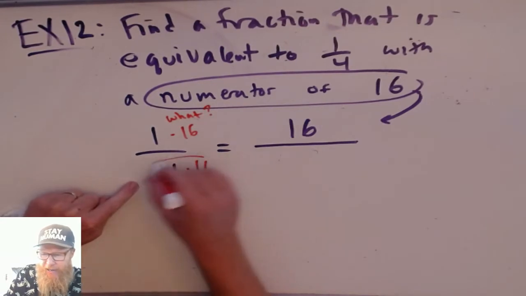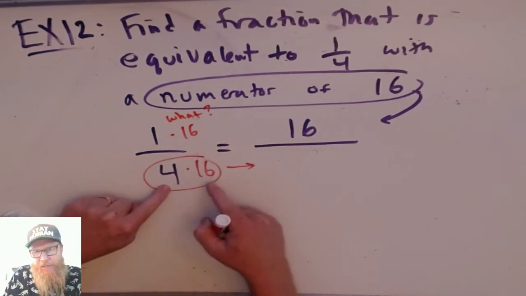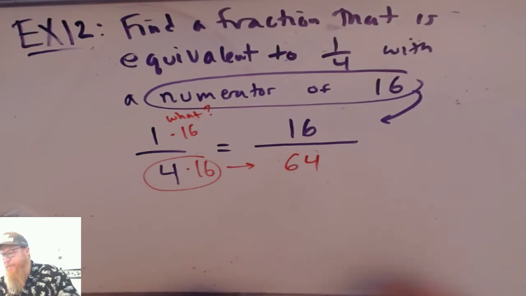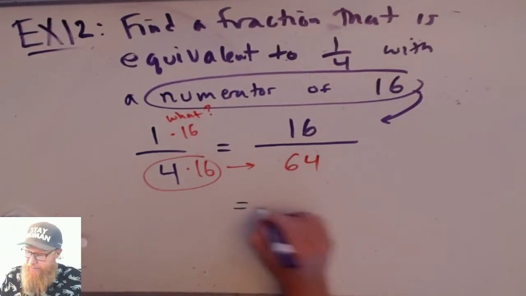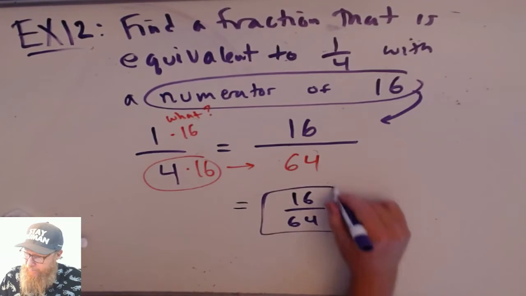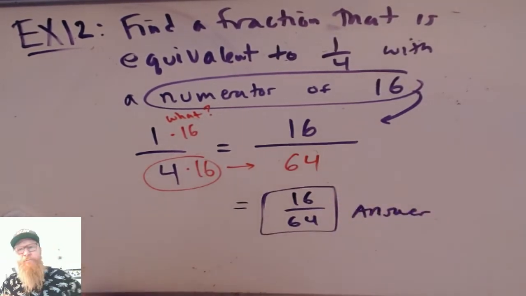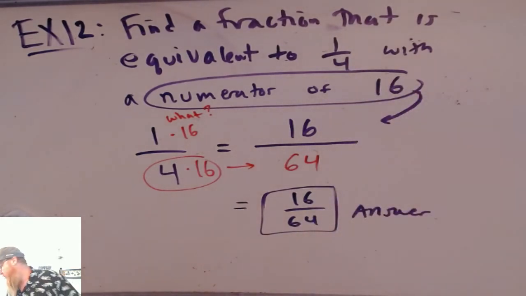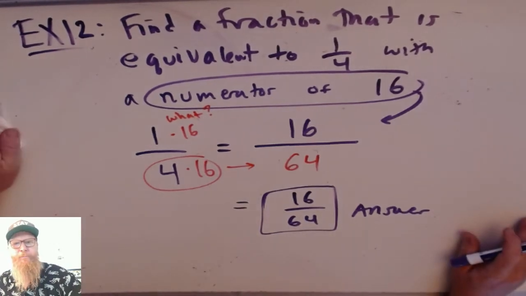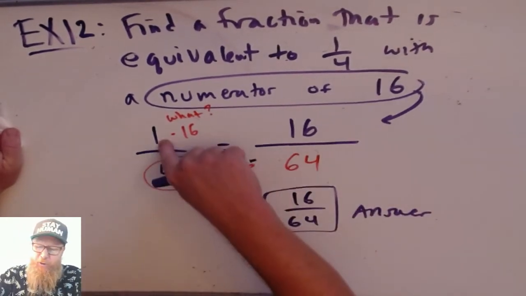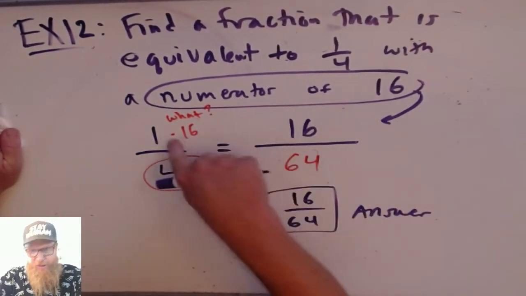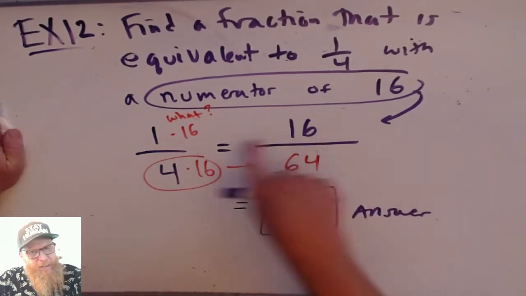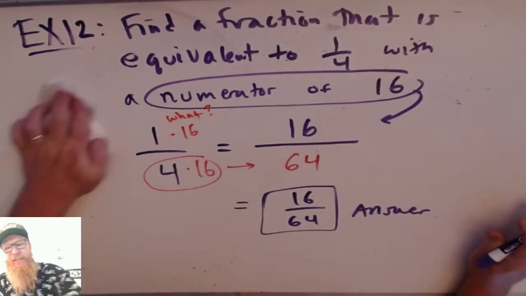And then now multiply 4 times 16, that gives you 64. So the answer is 16/64. This fraction is equivalent to 1/4. Whenever the numerator is 1, you know that it's just going to be exactly whatever that number is, right? Because 1 times 16 is equal to 16.